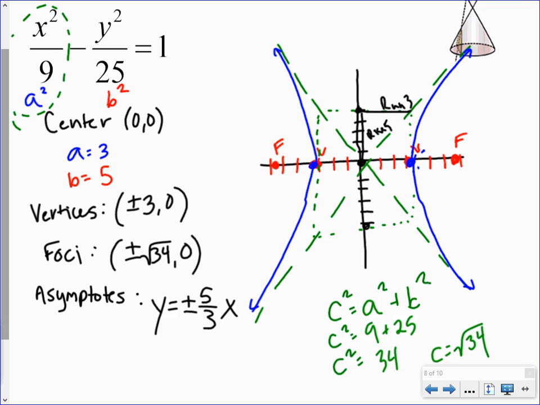Any questions, concerns? Okay, the last thing that we need to talk about before you are set free on your own for hyperbolas over the weekend is how do you change them from that general form to the standard form?